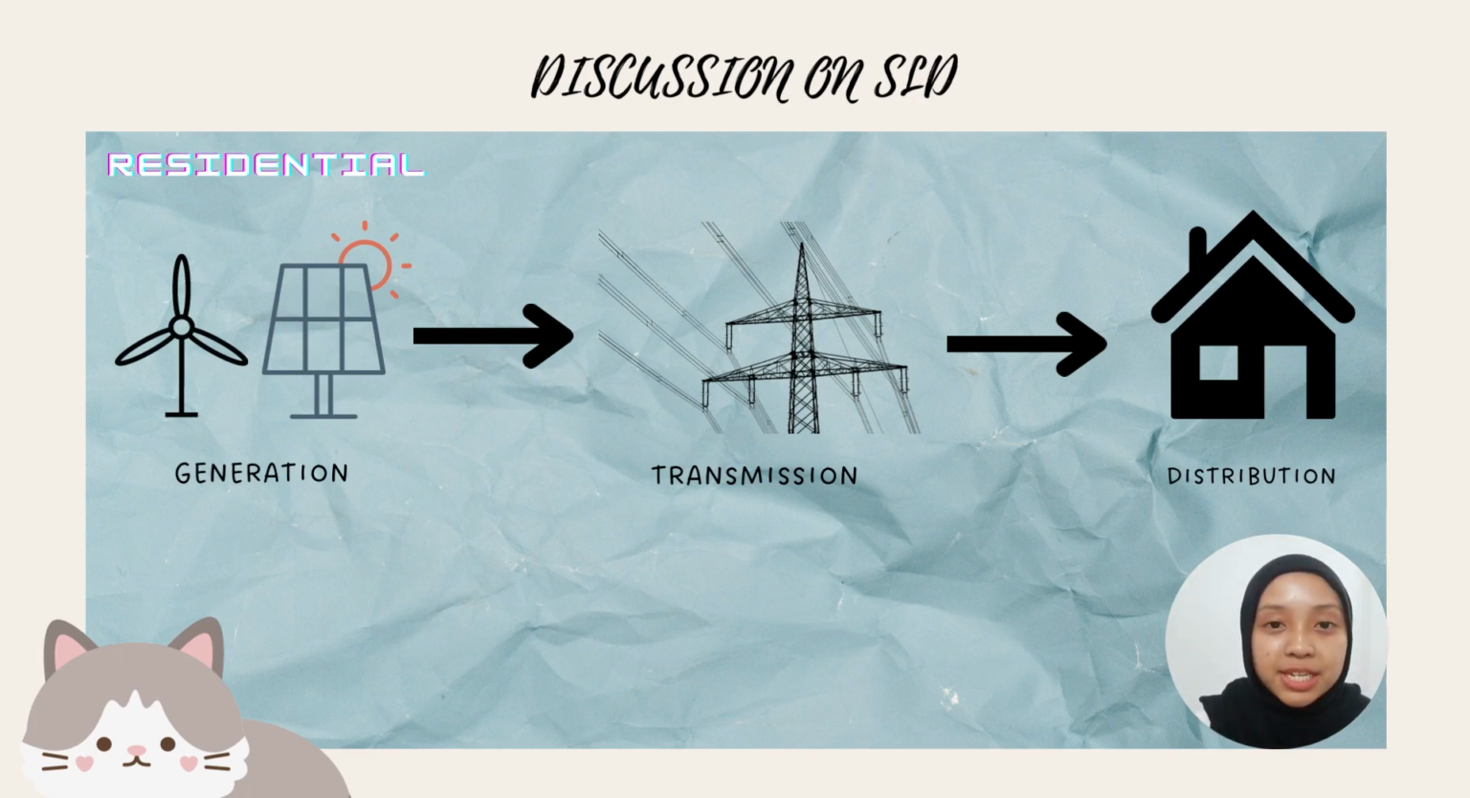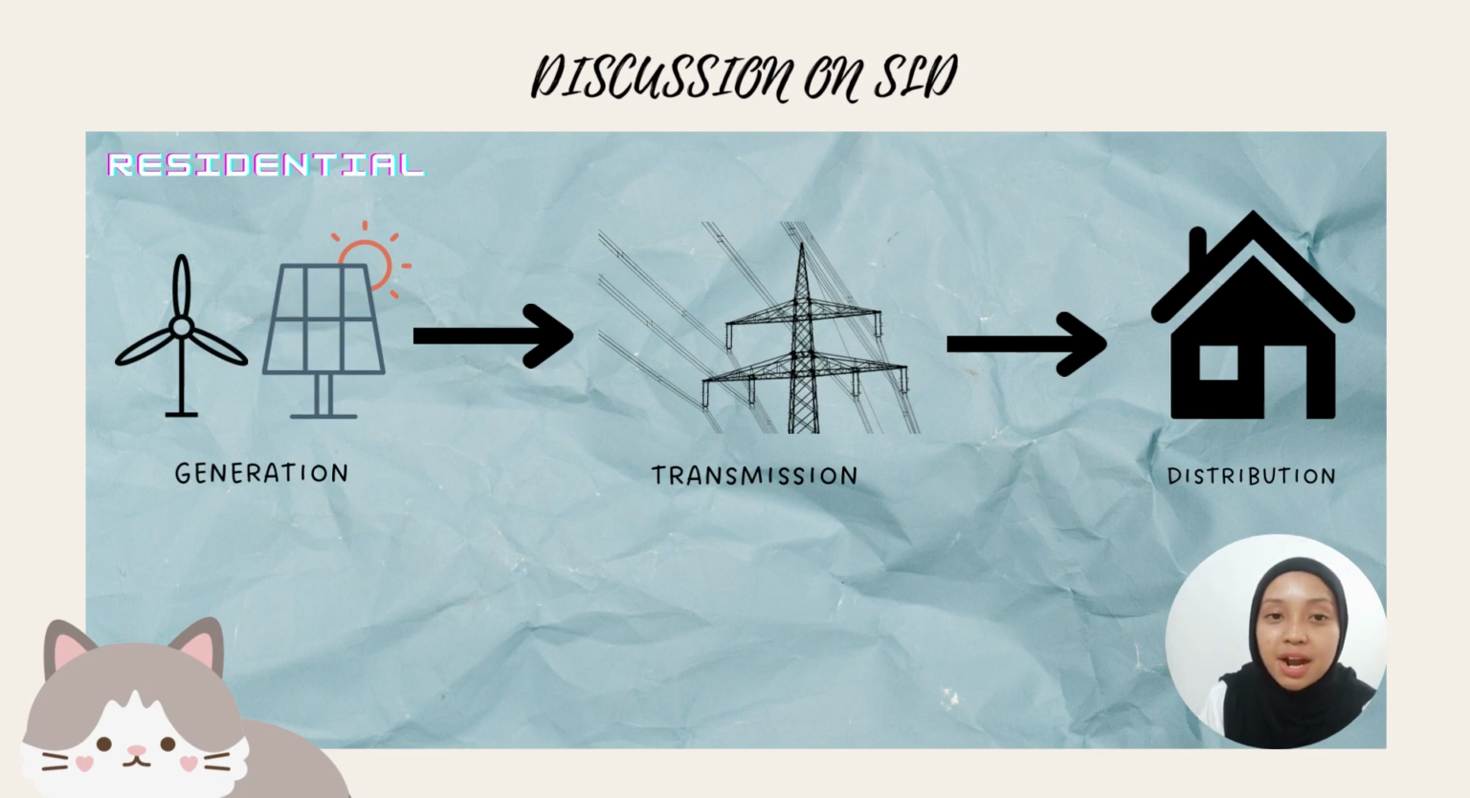My role for this project is to explain about the power system in residential. Electricity reaches our home in three phases, namely generation, transmission and distribution. The first phase is generation, the place where electricity is generated. A huge amount of electricity is generated at a generating station or power station.